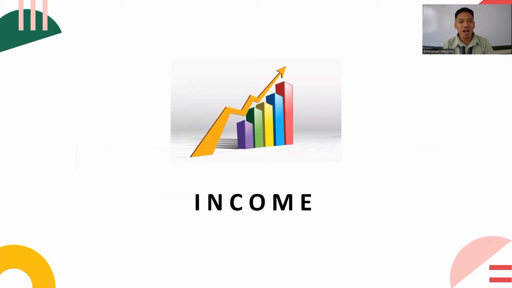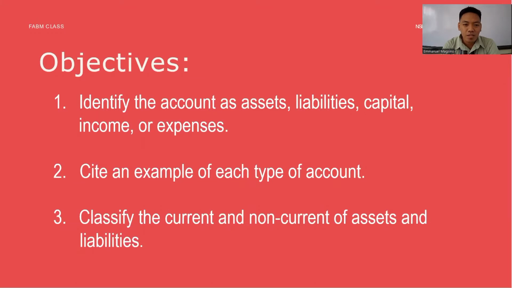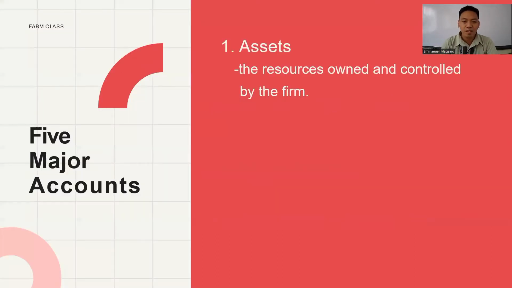Now, these words are related to our lesson for today. So now let us discuss the 5 major accounts. For our objectives: number 1, identify the account as assets, liabilities, capital, income, or expenses. Number 2, cite an example of each type of account. And last, classify the current and non-current assets and liabilities.